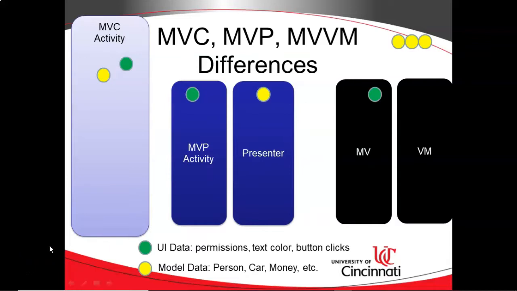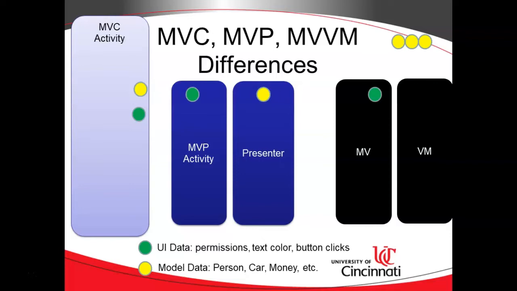When we started writing Android apps, we used the common model view controller paradigm, which is where we have model data, which is what we're representing: people, cars, money, nouns, things like that, living inside the activity. And it was living alongside the UI data, things like permissions and text colors and button clicks and the like. The trick is that this tended to make the activity a very big class, and it was hard to modularize it.